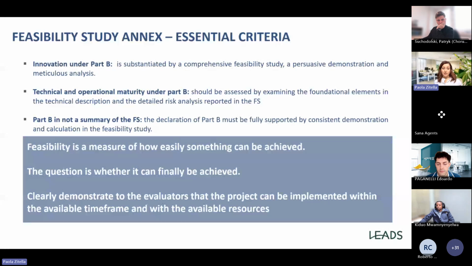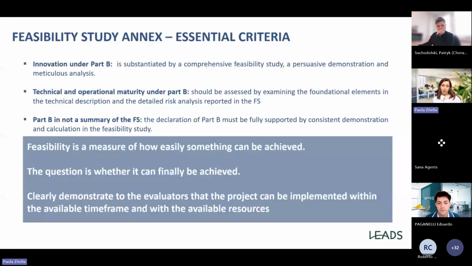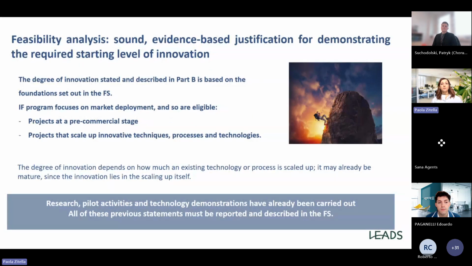Feasibility is intrinsically the measure of how easily something can be achieved. So the question is whether it can finally be achieved. You need to clearly demonstrate to the evaluators that the project can be implemented within the available time frame and with the available resources. So in the feasibility study, you need to provide a sound, evidence-based justification, for example, of the starting level of innovation. This is the first part that you need to support in the Part B, the degree of innovation, and you can use the feasibility study to demonstrate it.